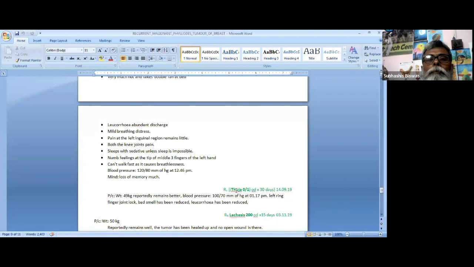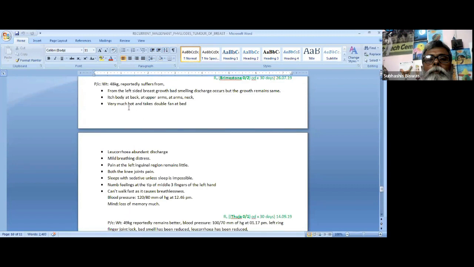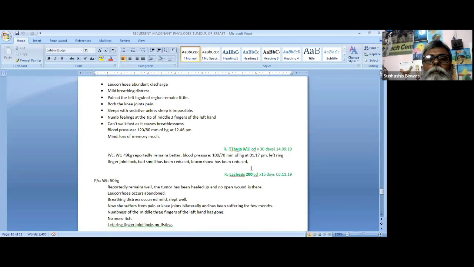Now, I don't know this prescription on 14th September 2009. I was not very much sure about this prescription, but I gave her. See the change from 48 to 49 kilo. See, better, sinus better, blood pressure is normal, left ring finger joint lock, bad smell has been reduced, leukorrhea has been reduced. This puja acted well.